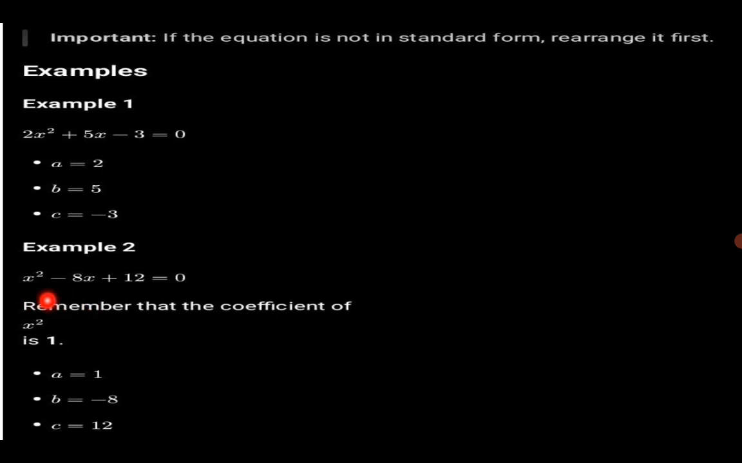Another example is x squared minus 8x plus 12 equals 0. So the coefficient of x squared here is just a 1. So a is 1, and b is minus 8, while c is 12.